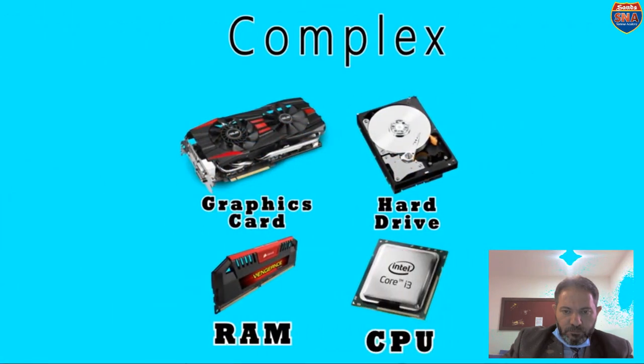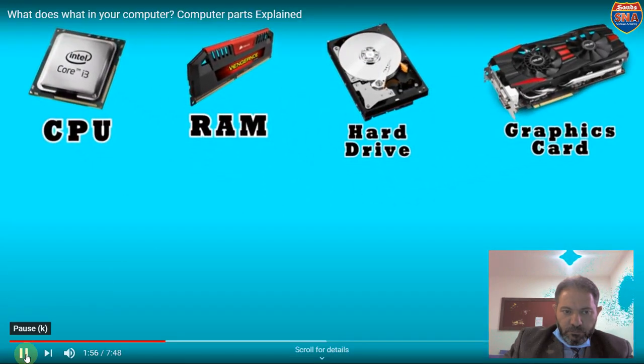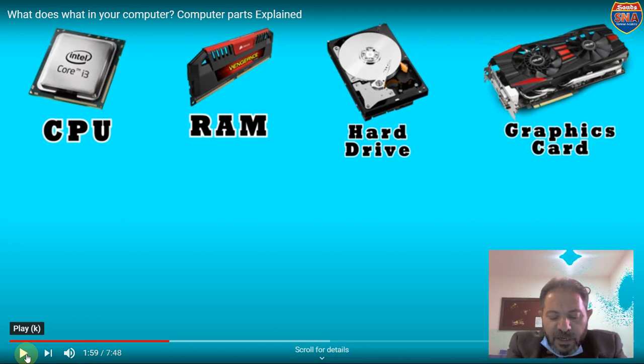Now let's move on to the more complex parts, the ones that deal with data. The four main components to keep in mind here are CPU, RAM, hard drive, and graphics card. So the CPU, guys, is the central processing unit, the part of the computer, as we said, that interprets and executes the commands from the computer hardware and software. It is normally part of the computer motherboard.